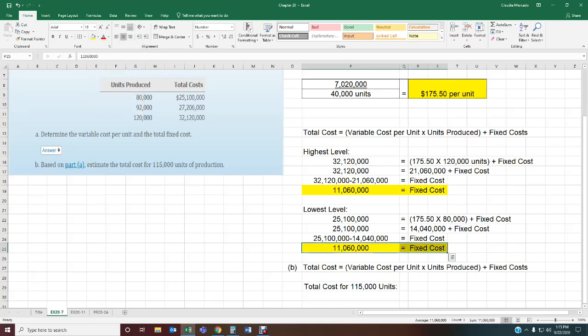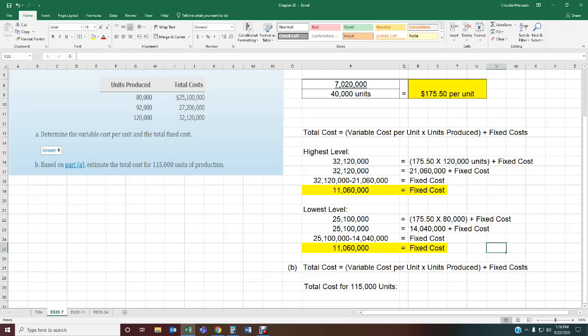Your fixed costs should not change. Remember, fixed costs do not change. They stay the same regardless of the number of units you produce. So even though you produced, in this example, 120,000 units, and in this other example, 80,000, fixed costs remain the same. That's why we obtained the 11,060,000 for both the high and the low. So that is requirement A.